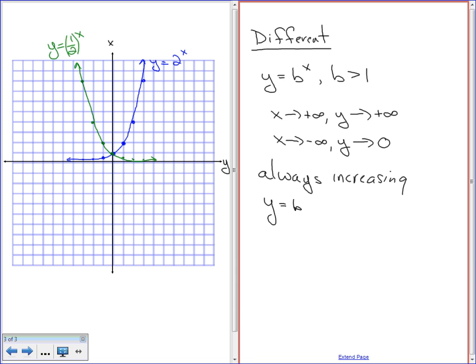When the base is a fraction between 0 and 1, make sure the fraction's between 0 and 1. Like 3/2 is in between. It's a fraction, but not between 0 and 1. Okay, so now I'm going to use the green graph to make some generalizations, and I'll talk about the end behavior there.